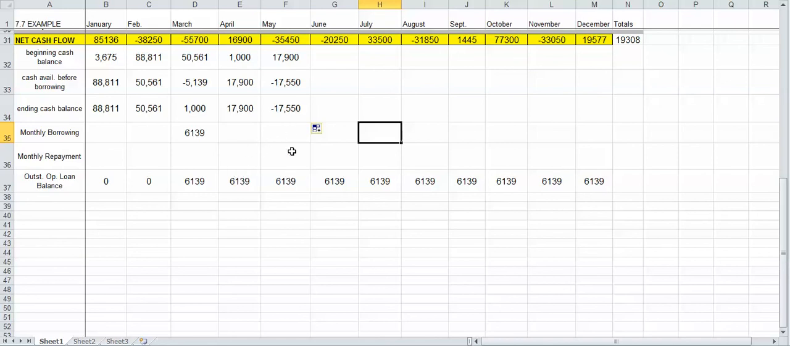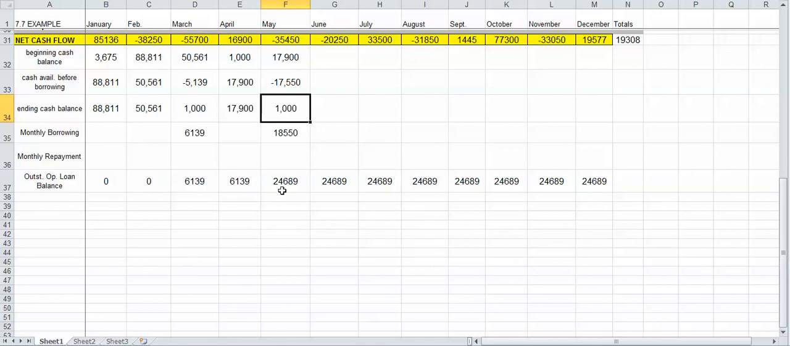pay off that loan. So to make sure that we end with a $1,000 ending balance, right now my cash available before borrowing is negative $17,550. So I borrow $18,550. You can see now I have an ending cash balance of $1,000. My outstanding loan balance is $24,689. We had an outstanding loan balance of $6,000 and change. We add another $18,550 to bring our grand total now to $24,689.